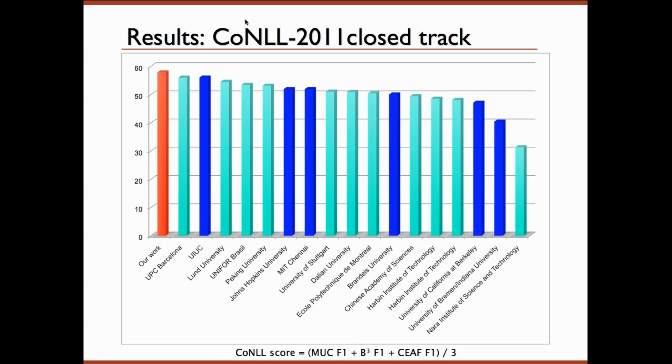Our system is the red one, and it was the best. The systems in dark blue are universities from the US. The systems in light blue are universities from someplace else. And well, the point is we were the first. And you see how the performance drops from basically the 60s, high 50s, down to the 30s.